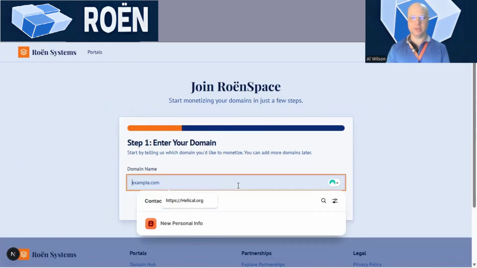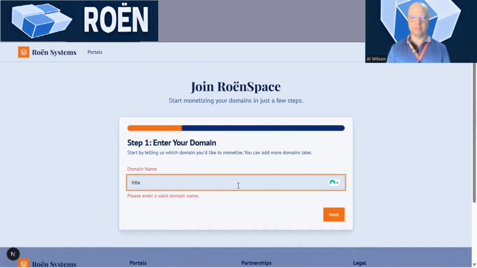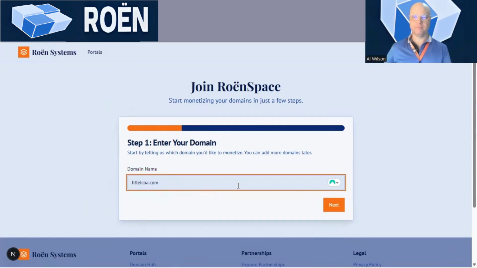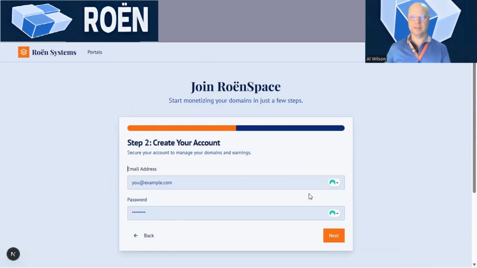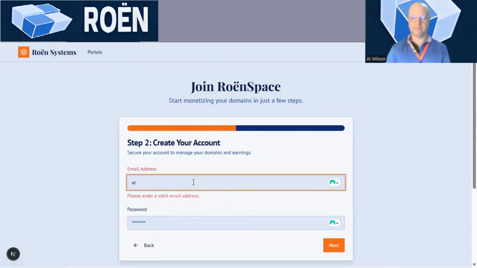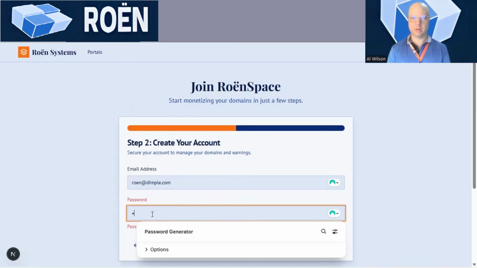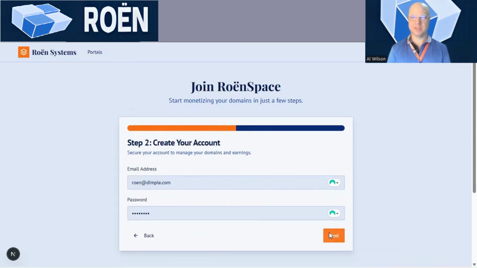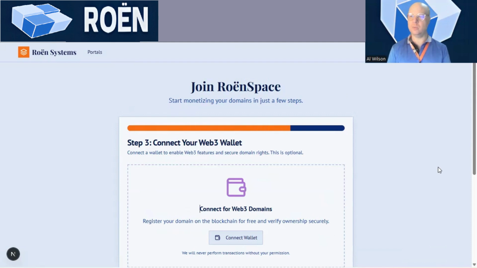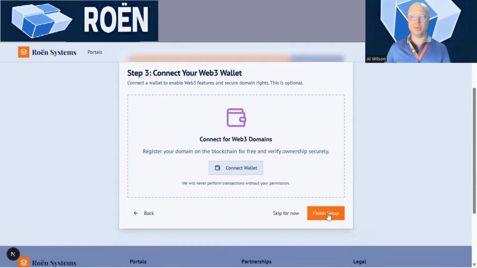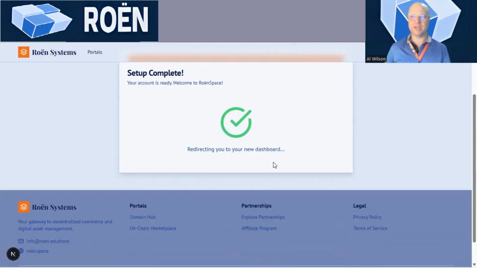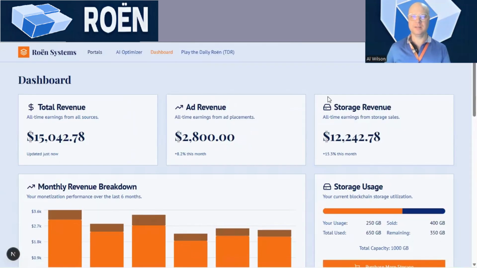We'll get started by entering a domain. And next we can create our account. Now we have the option to connect our Web3 wallet, and I'll skip that for now. Our setup is complete. Here we have our client dashboard.